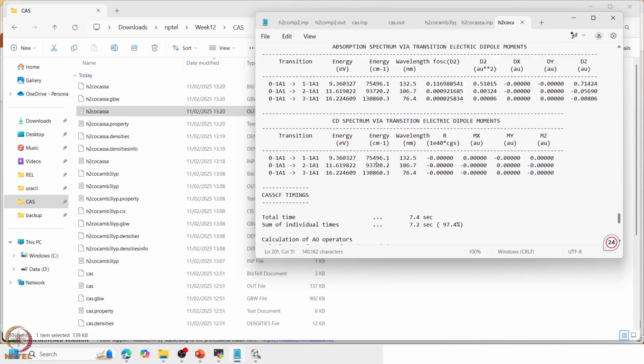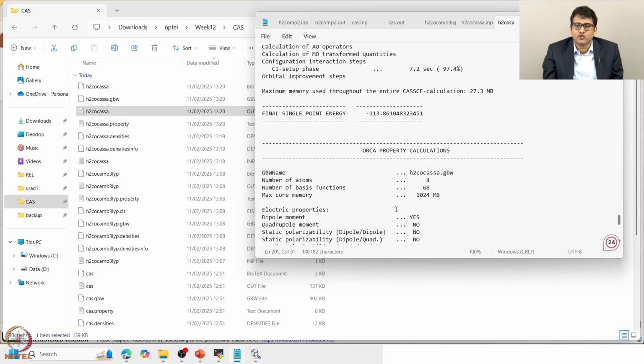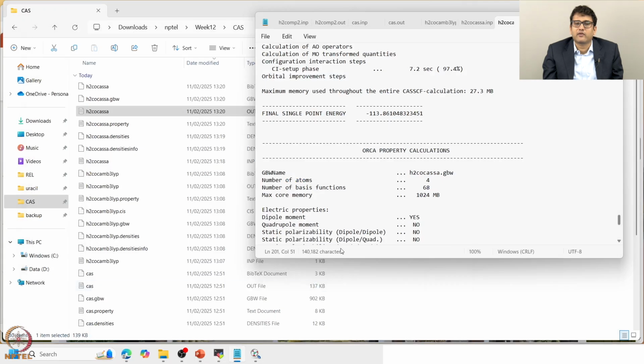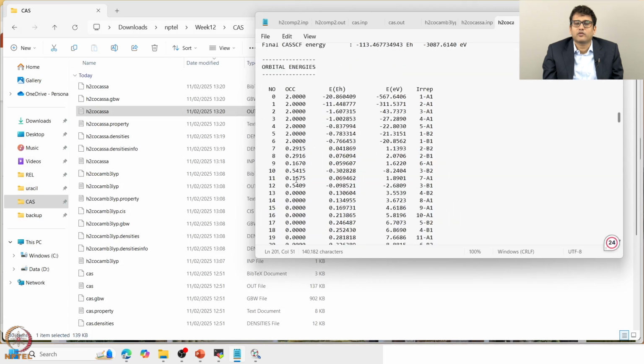Actually, NEVPT2 in this case does not really improve the result so much. So you need to choose a better active space to do the calculations. That means I have not chosen the active space very properly, and the clue is in this kind of orbital. So we have to improve the orbital space, and that can give me much better results.